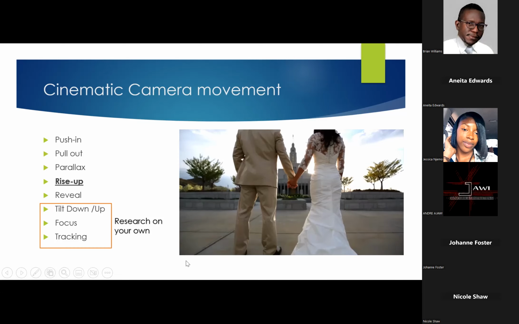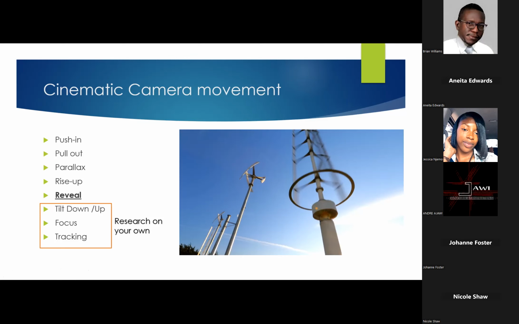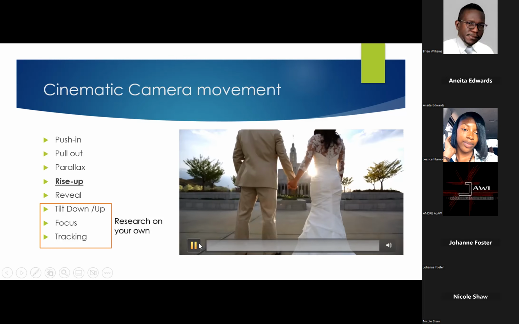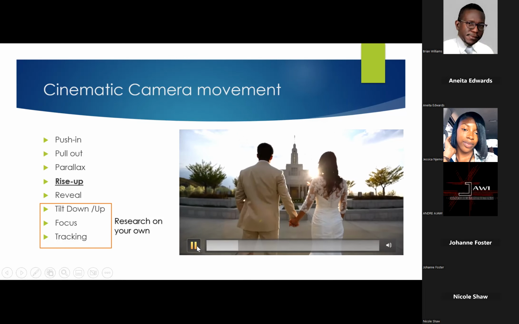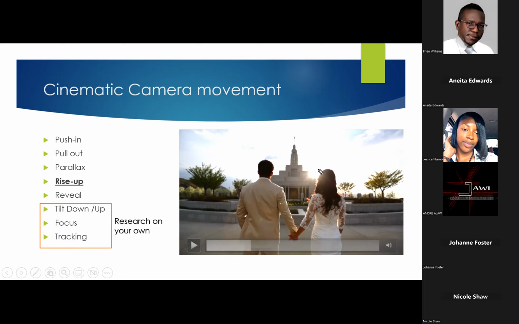the rise up is typically combined with a reveal, right? So you can see that at my brother's wedding, even though I wanted to replicate the rising up, this shot is also revealing the chapel for this wedding. In this case, this particular piece of architecture is what they wanted to highlight as a reveal.